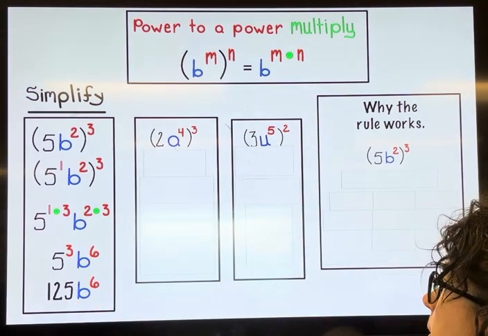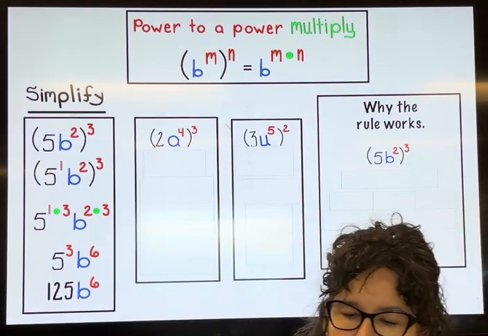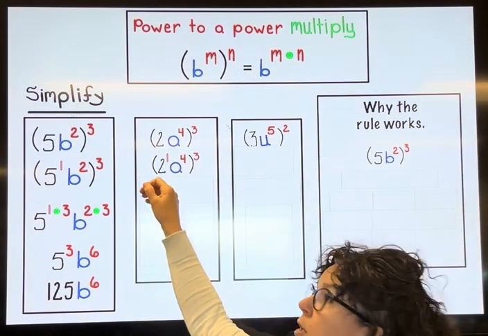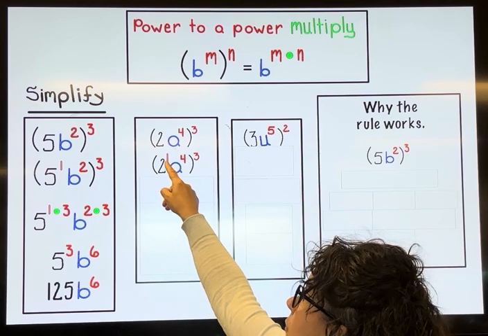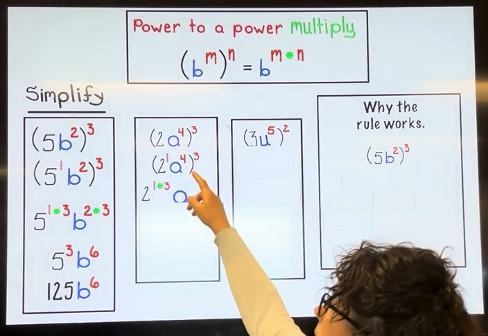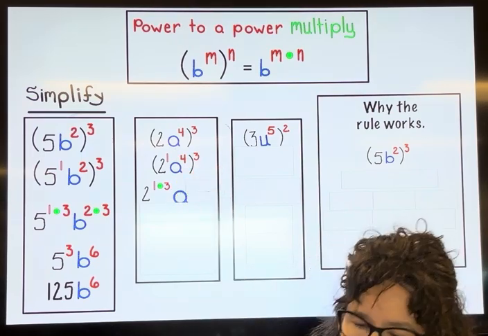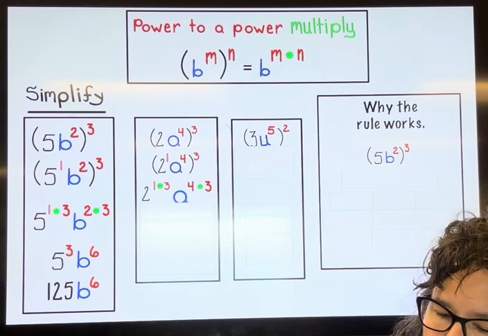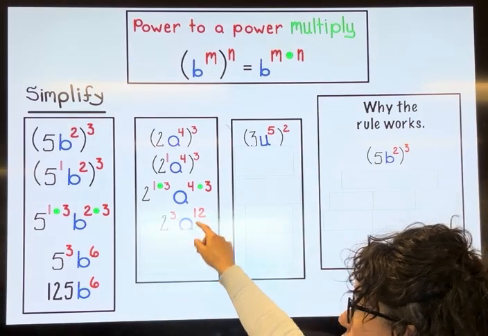Okay, this next one, power to a power again. So I'm going to emphasize the exponent on the number 2 is 1. So when I do power to a power, I'm going to have 1 times 3. So 2 to the power of 1 times 3. Power to a power, 4 times 3. And 1 times 3 is 3, so I have 2 cubed and a to the 12th.